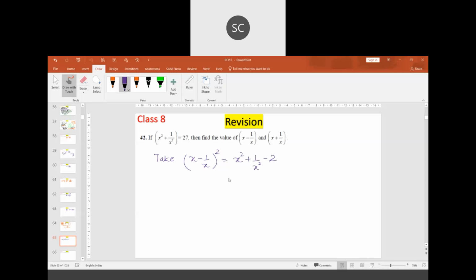This is 27 minus 2, which is 25. So x minus 1 by x is the square root of 25, which is 5.